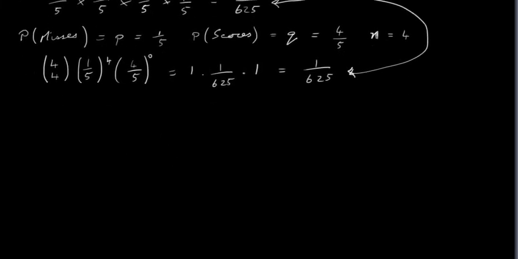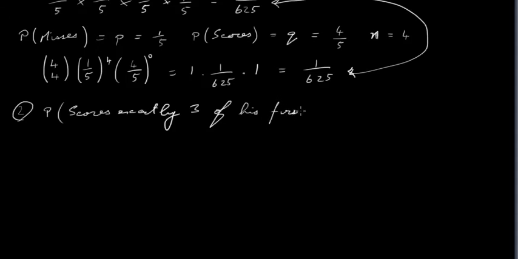Let's see. We'll do number 2 here. We'll have a look at the probability that he scores exactly 3 of his first 4 shots. So in this case, we want him to score exactly 3 of his first 4 shots.